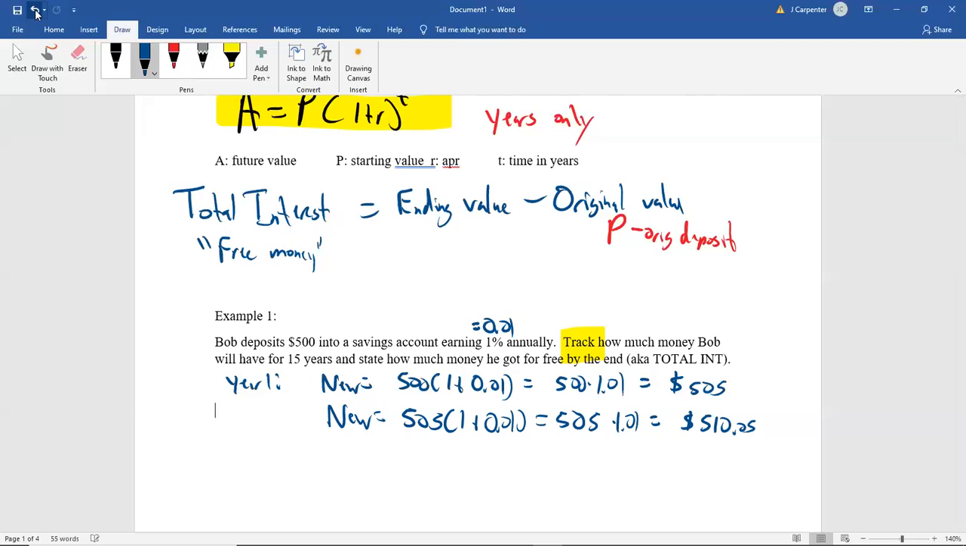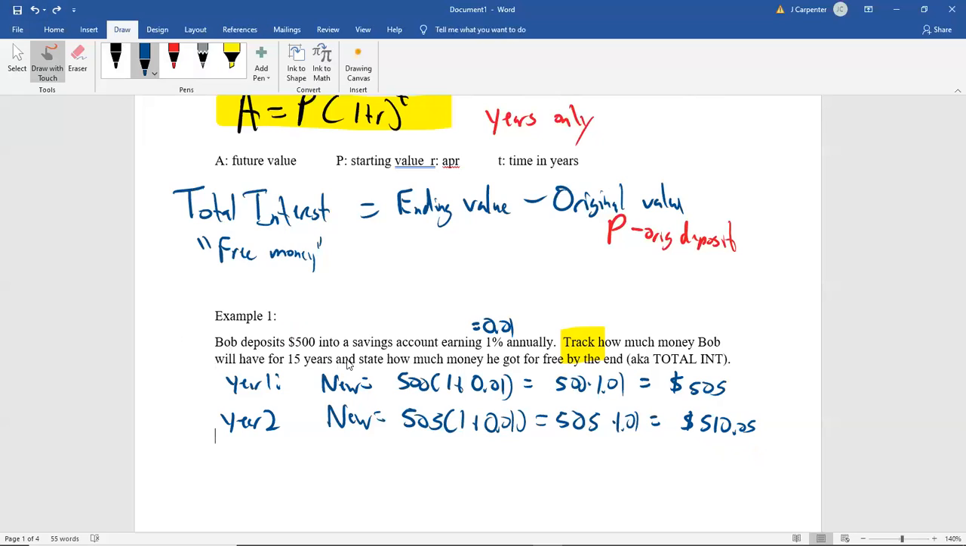Which means the interest from that year 2 is not $10.05, that's the total interest. The interest he earned in year 2 would be $5.05 because that would be the difference of these two values. If you subtract these two values, you would get just the interest from year 2 alone. If you subtract the newest value and the original, that gives you the total interest. So that's another thing to pay attention to. Are they asking for the interest over just a specific year or a total interest? We're usually interested in total interest, but I can't say that that's always going to be the case.